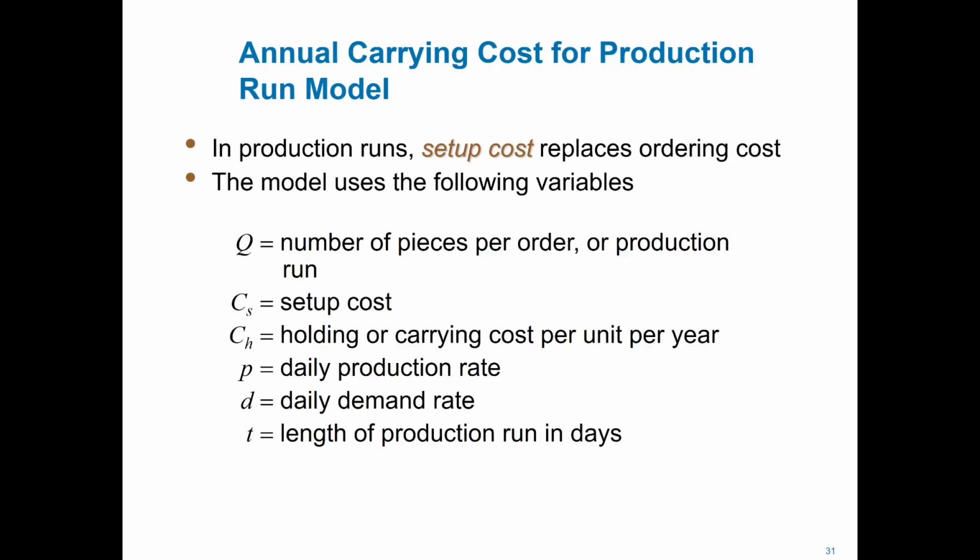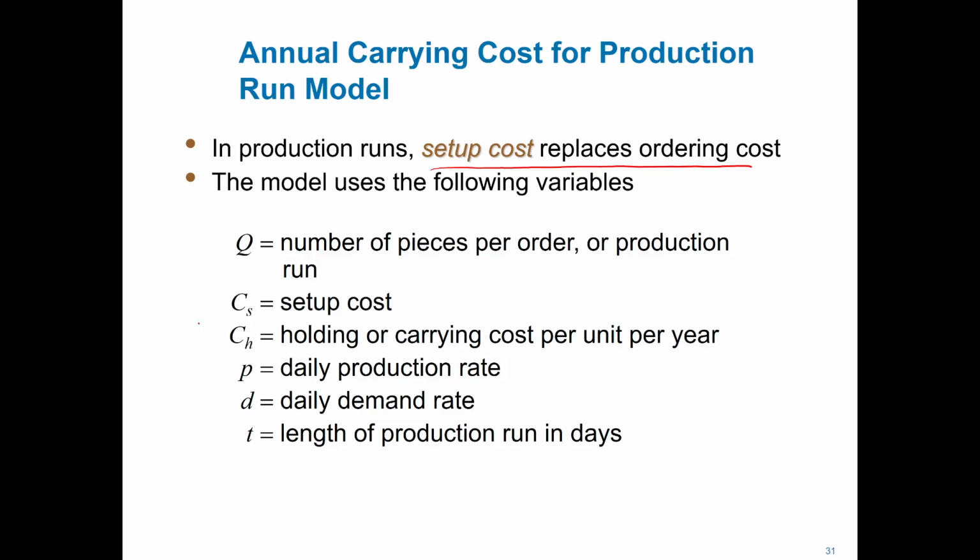In a production run, setup cost replaces the ordering cost. Now what is setup cost? This is the cost of setting up the production facility to manufacture the desired product. It normally includes the salaries and wages of employees who are responsible for setting up the equipment, engineering and design costs of making the setup, paperwork, supplies, utilities, etc. So these are the costs involved. We will replace the ordering cost with setup cost.